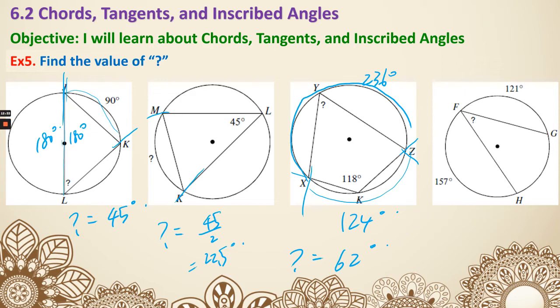Next, if that part is 121 and this part is 157, and the whole circle is 360, we can use 360, subtract 157, and subtract 121. That means we are subtracting 278. So that is going to give me 82 degrees as the arc. So the question mark will be half, which is 41 degrees. That is example 5.